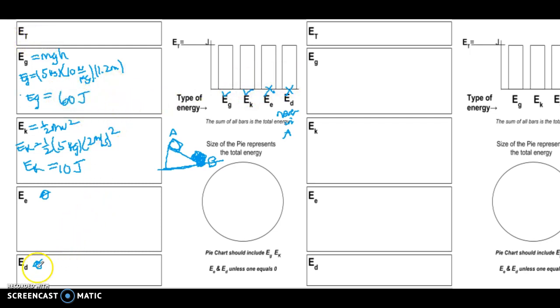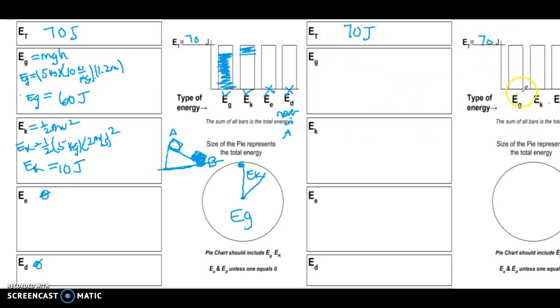So if I have no ED, no EE, 10 joules of EK, 60 joules of EG, that's going to give me 70 joules of total energy to work with. Most of it's EG, so I'm going to fill it up almost to the top with EG, and there's just a little bit left over for EK, maybe 15% or so. Now let's look at the bottom position. I know the total energy is still going to be 70, so that doesn't change. Uh-oh, I'm running out of space here. Can I move that? Well, you just have to guess.